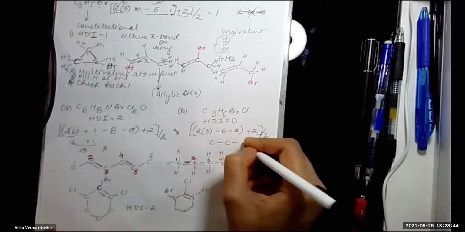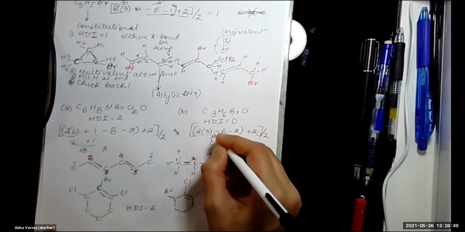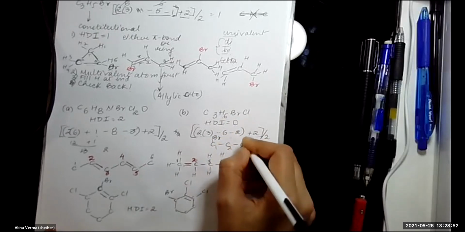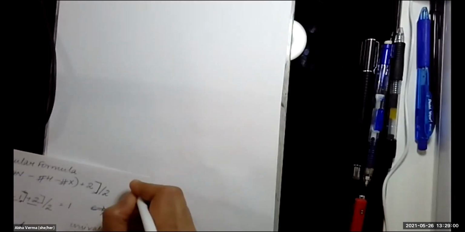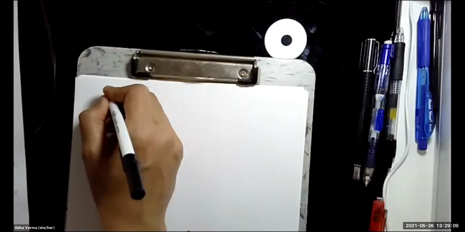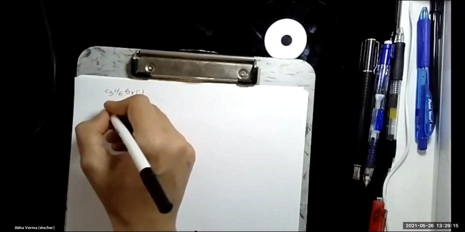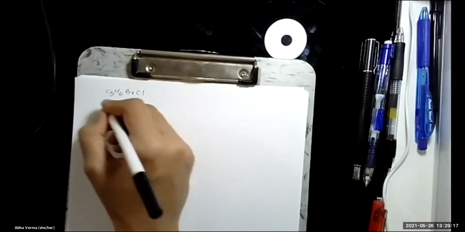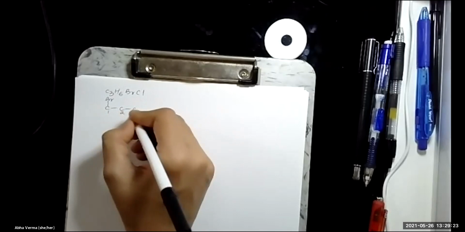I will draw my 3 carbons. I will first put in my bromine and chlorine. Let me put my bromine here at carbon 1 and chlorine at carbon 3. Okay. Take a new page. So I'm going to copy a little bit from here. C3H6BrCl. So I have my 3 carbons. I'm going to place bromine on one, chlorine on the other. 1, 2, 3.